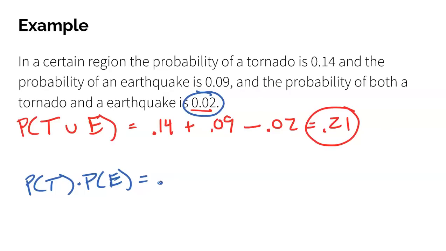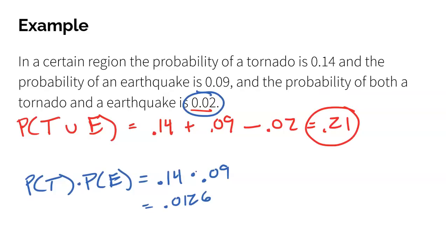So now let me check. The probability of a tornado is 0.14 times the probability of an earthquake is 0.09. If I multiply those together, I get 0.0126. So that tells me that these are not independent events, which kind of seems weird. I wouldn't think that an earthquake affects a tornado or a tornado affects an earthquake, but whatever, I just made this problem up. I'm just trying to prove to you that you could check for independence because tornado times earthquake is not the probability of both.